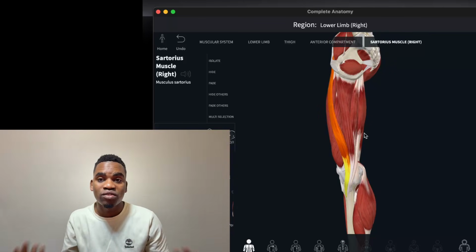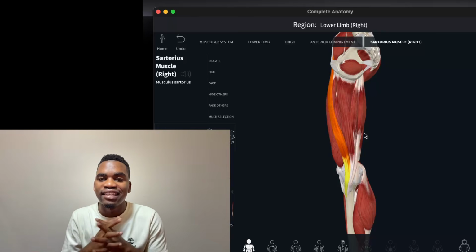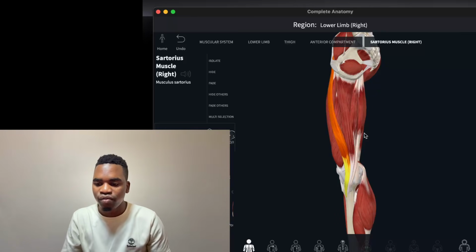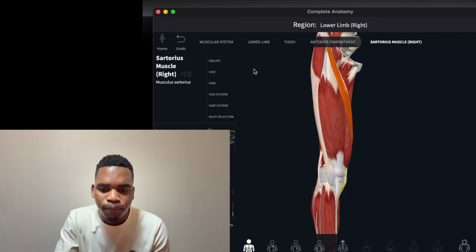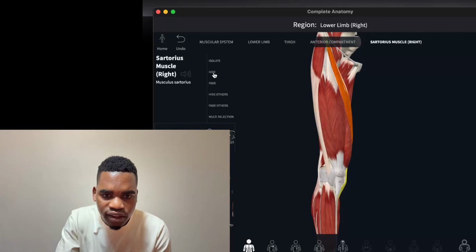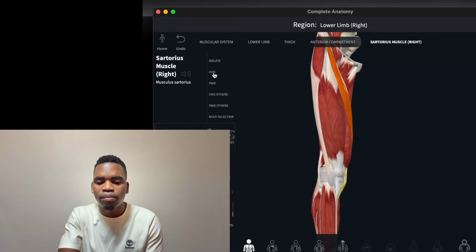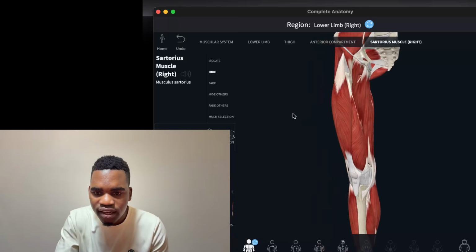What's the nerve supply to the sartorius muscle? Of course, we've seen the anterior compartment is supplied by the femoral nerve. Okay, so I'm removing the sartorius muscle. We've talked a lot about the sartorius muscle, and let's talk about something else.